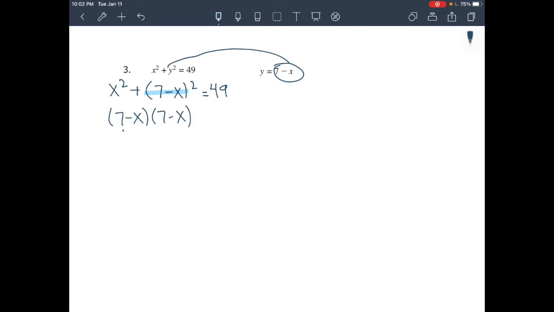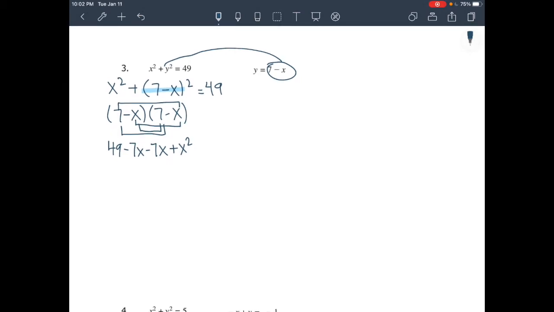So FOILing would be first times first. So 7 times 7 is 49. Outside would be 7 times negative x. So negative 7x. Inside is negative x times 7, so again, negative 7x. And then last is negative x times negative x. A negative times a negative is a positive, and x times x is x squared. Be careful about that. X times x is x squared, x plus x is 2x, so careful on that one.